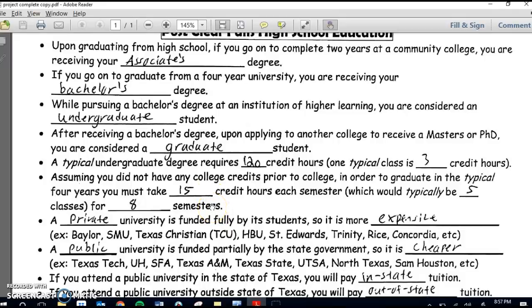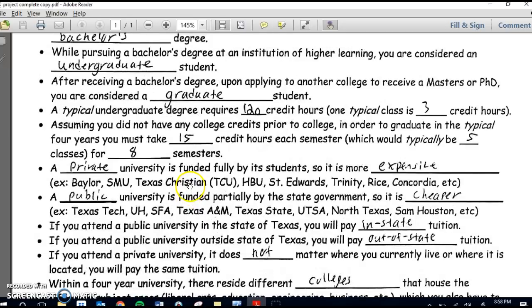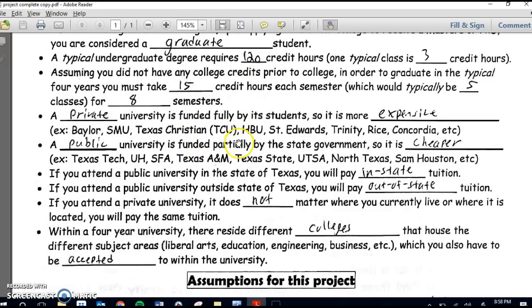Generally, in order to graduate in 4 years, you take about 15 credits per semester, which is generally about 5 3-credit classes for 8 semesters. That's how you get your 120 credit hours. Every major is a little bit different, but that's generally how it works.